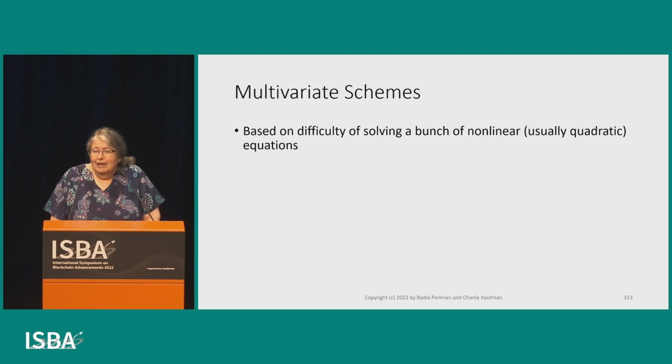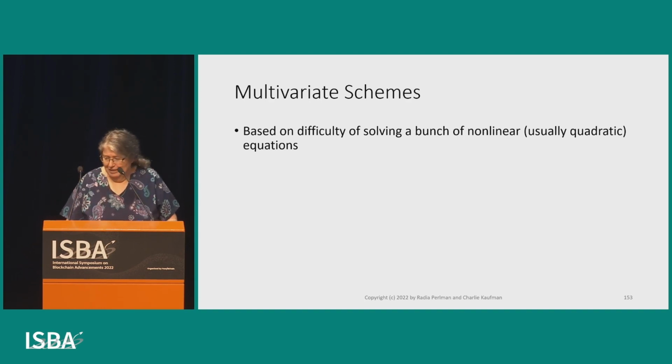Okay. So a multivariate scheme is based on it being difficult to solve a bunch of nonlinear equations. Linear is where you have x's and y's and you never multiply x's and y's together. Quadratic would mean that you can have terms which are x or x squared or y or xy, that kind of thing. And those are very difficult to solve. Nobody really knows how to do it more efficiently than just plugging numbers in and seeing if you can find something that satisfies all of the equations.